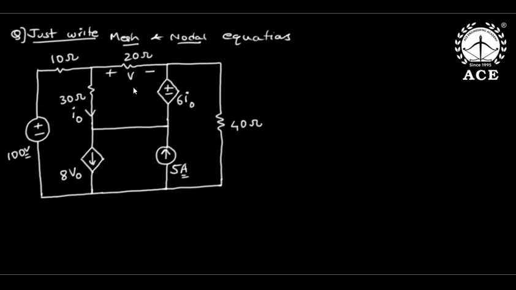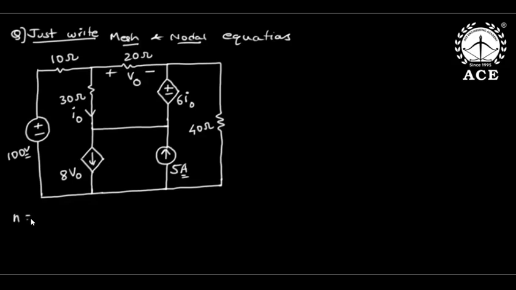Again, in this problem also, there are two dependent sources. One is a current dependent voltage source, that is 6 I naught, and there is a voltage dependent current source, 8 I naught. Here also, I'm just asking you to write mesh and nodal equations. Nothing to solve. Let us write this 40 ohms on this side.